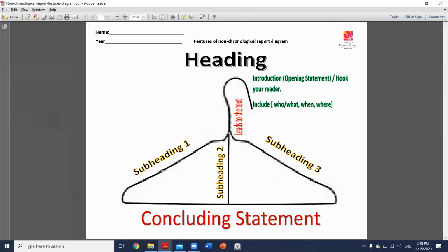Okay, again, heading, hook, HH. Heading is the title, hook is the opening statement or introduction that leads us to the text. The text must be divided into 2 or 3 paragraphs. Each paragraph takes one subheading, and the paragraph must talk about only one idea. And then at the end, a concluding statement.